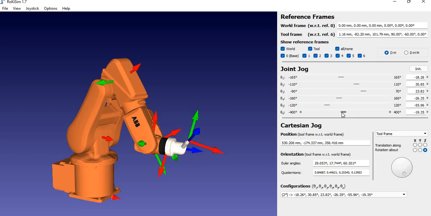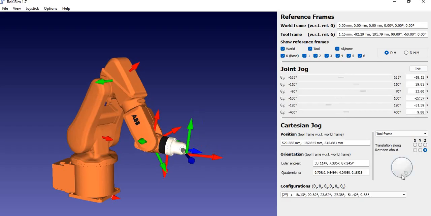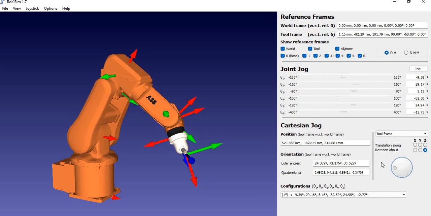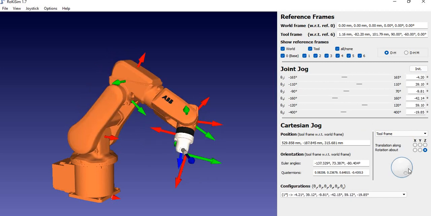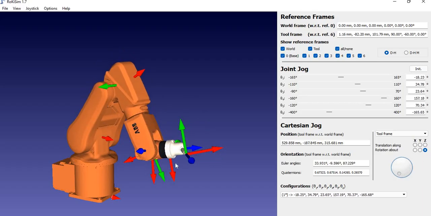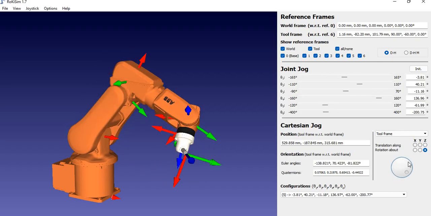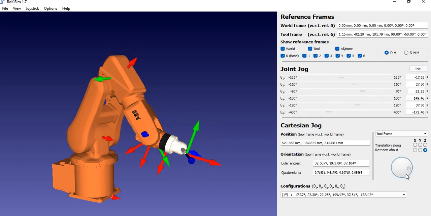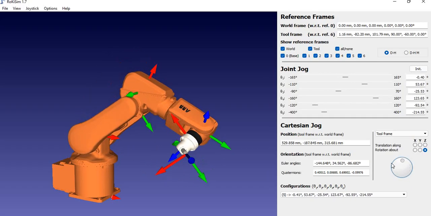Okay, so let me see. Well, as you can see, this axis in blue is not changing its position and its orientation.